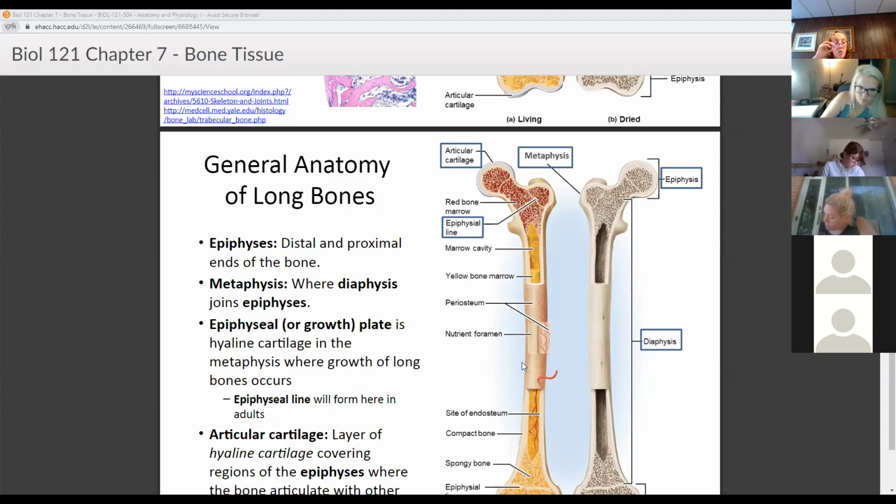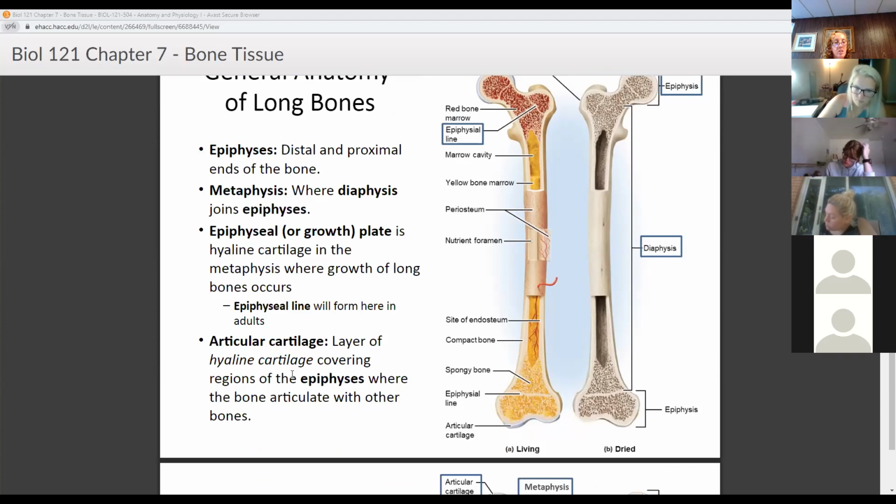The epiphyseal growth plate is where hyaline cartilage in the metaphysis allows for growth of the long bones. So we're going to find this in the metaphysis area where the epiphyses meet up with the diaphyses. Remember that it's hyaline cartilage. Then you have different types of cartilage, the fibrocartilage, the elastic cartilage. This is a hyaline cartilage.